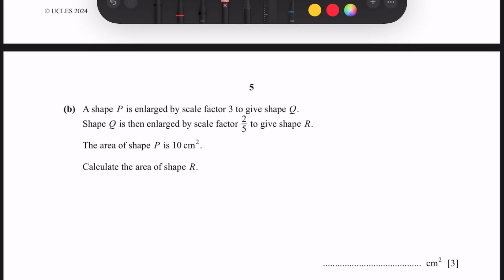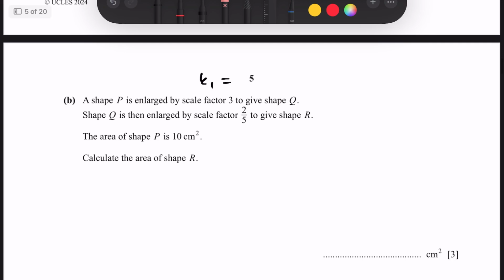So the scale factor: if the scale factor that converts a line on P to the line on Q is equal to 3, this means that the area scale factor would be equal to K1 squared, which is equal to 3 squared, which is equal to 9. This is because for any scale factor, K represents lengths. So if we multiply any length on a shape by K, the scale factor, we then get the corresponding length on the other shape that is similar to it.